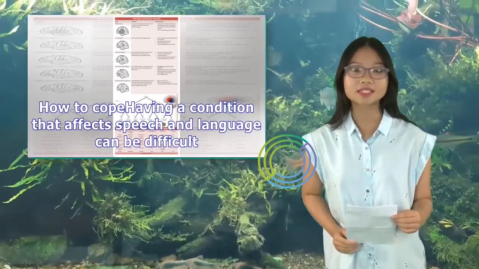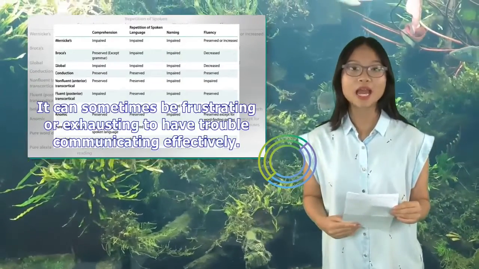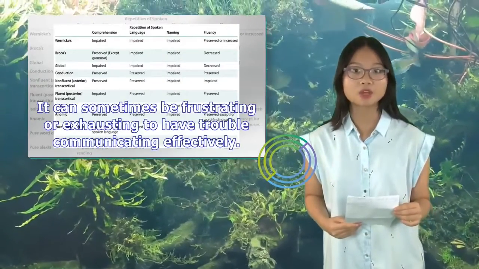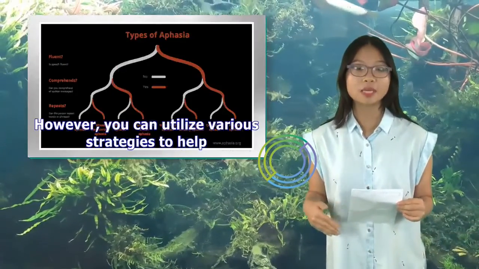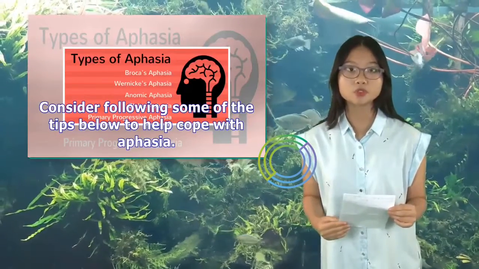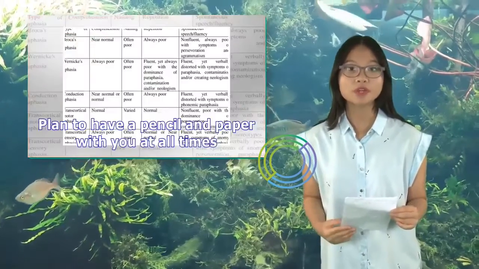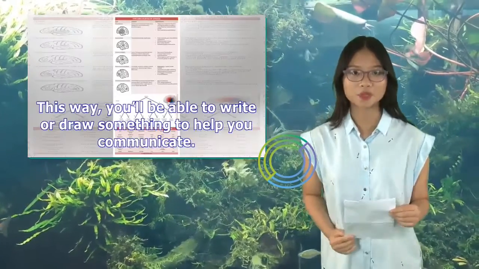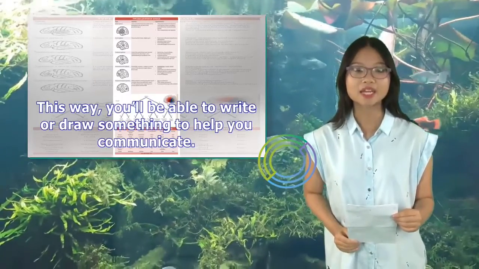How to cope. Having a condition that affects speech and language can be difficult. It can sometimes be frustrating or exhausting to have trouble communicating effectively. However, you can utilize various strategies to help. Consider following some of the tips below to help cope with aphasia. Plan to have a pencil and paper with you at all times. This way, you'll be able to write or draw something to help you communicate.